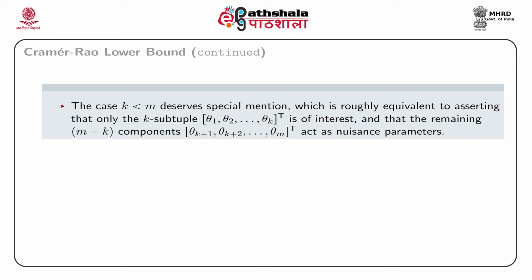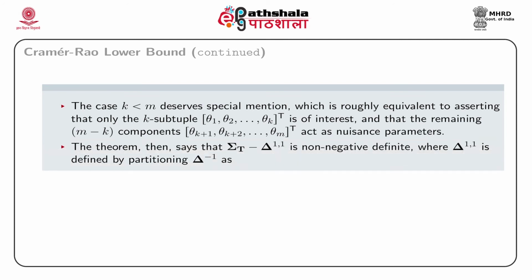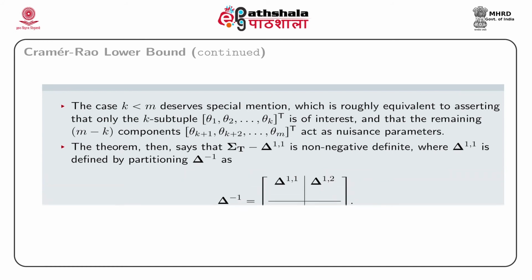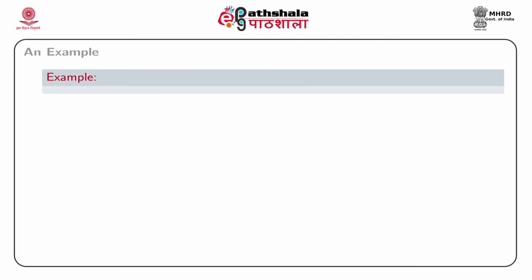as nuisance parameters. In this case, the theorem states that sigma_T minus delta upper 1 is NND, where delta inverse is partitioned into 4 components: delta upper 1, delta upper 1,2, delta upper 2,1, and delta upper 2,2. Now we consider an example to illustrate the above inequality.